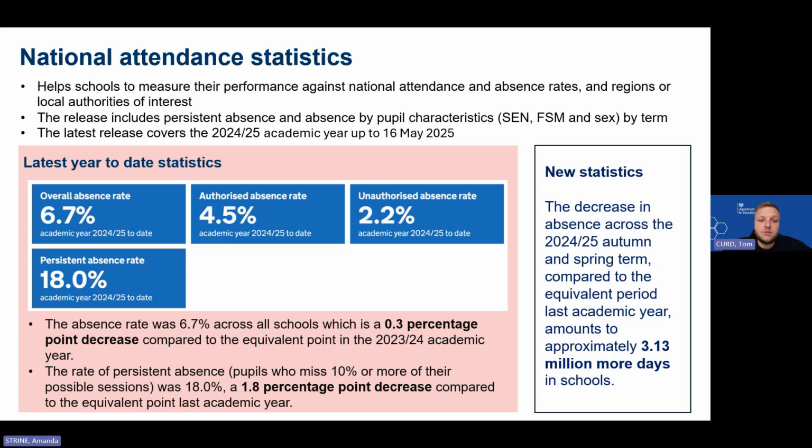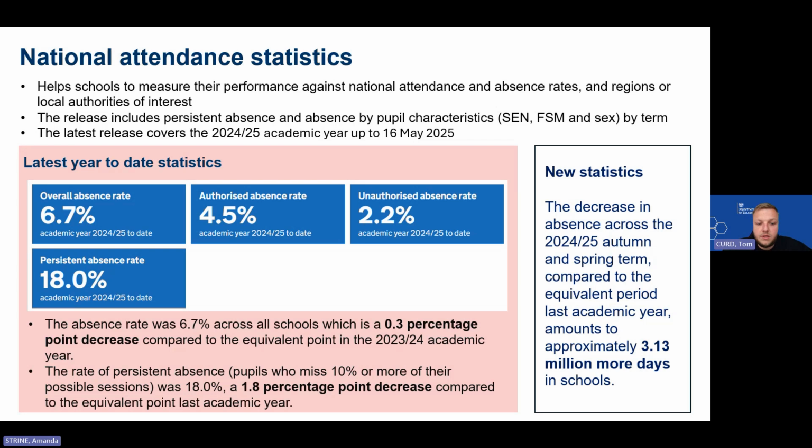So what do the latest year-to-date data show? We can see that the absence rate was 6.7% across all schools, which is 0.3 percentage points lower compared to the equivalent point in the 23-24 academic year. And the rate of persistent absence, so that's pupils who missed 10% or more of their possible sessions, was 18%, and that's a 1.8 percentage point decrease compared to the equivalent point in the last academic year. This means that we have 140,000 fewer pupils persistently absent this year compared to last.